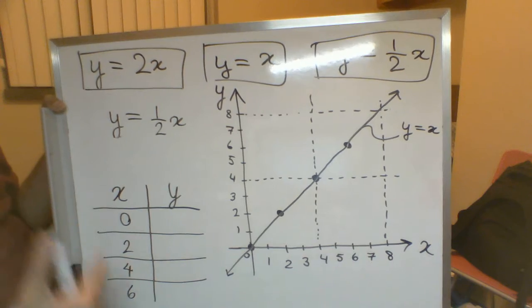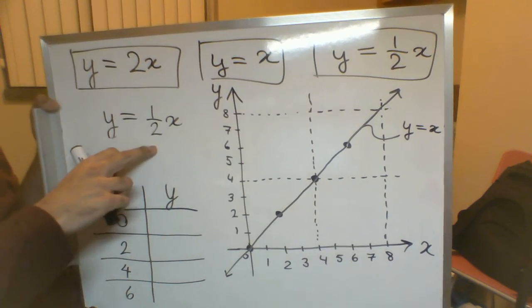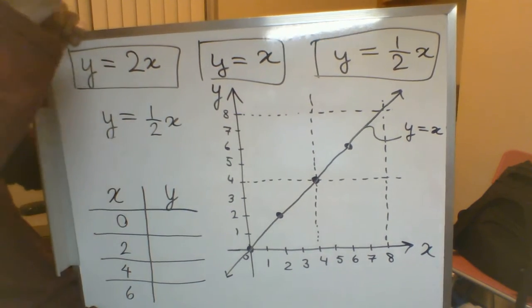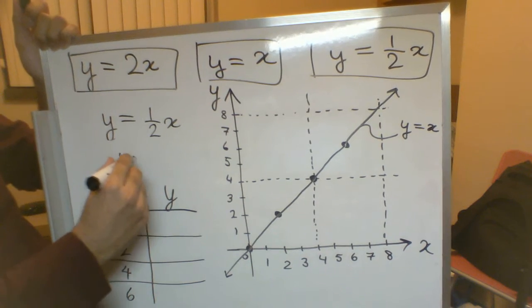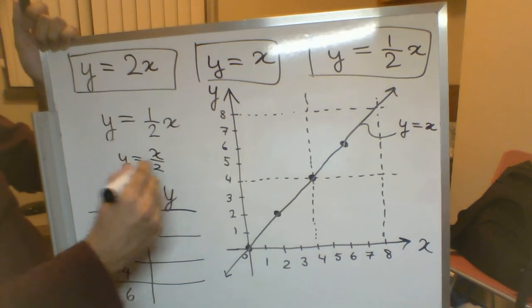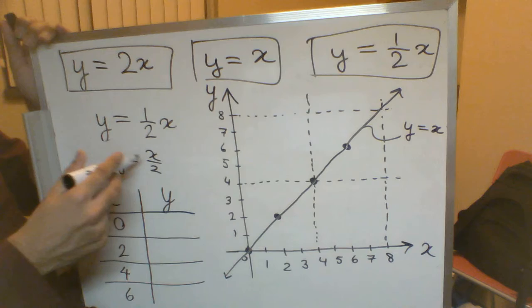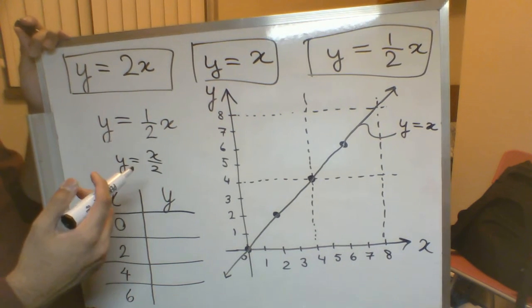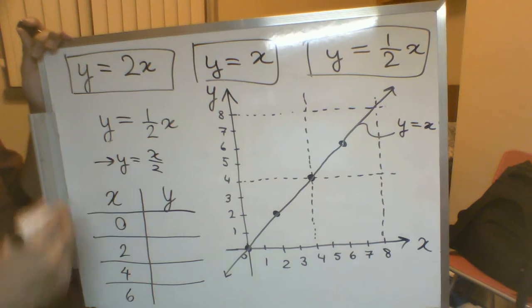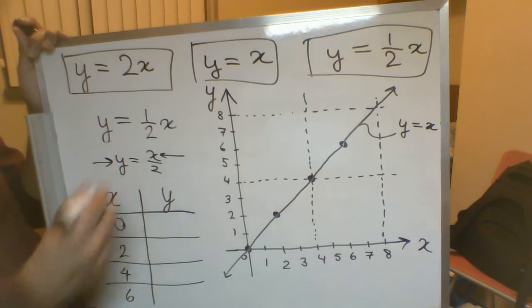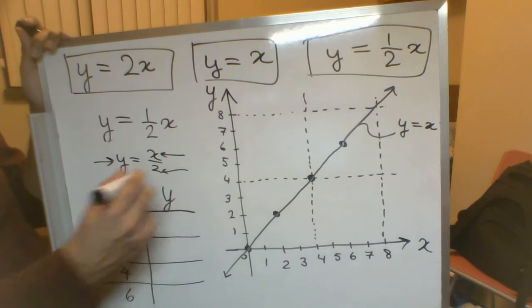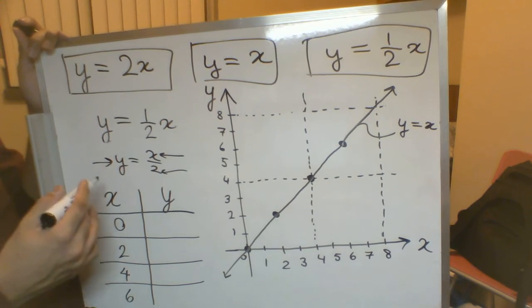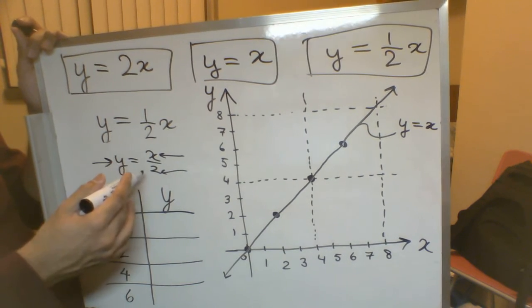I'm skipping 1 and 3 and 5 because I know from the equation that if I rewrite this as x over 2, these two equations are the same, right? I'm taking my x value and I'm dividing it by 2. That's what this equation is telling me: in order to get my y value, I have to take my x value and divide it by 2. Y is equal to x divided by 2.